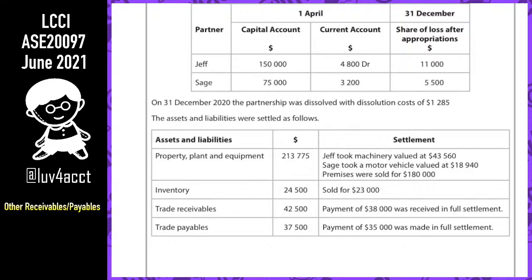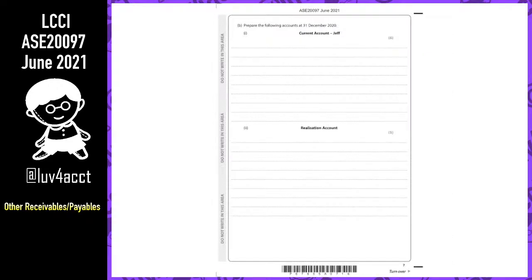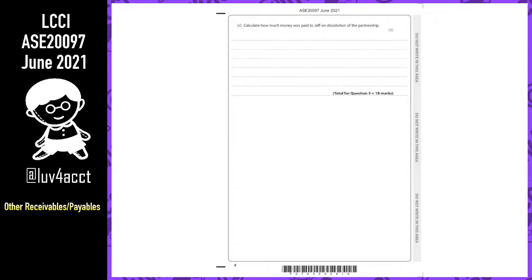Dissolution of partnership, and we have to explain something and then state the current account, state what the balance means. So 4 marks for explanation things. And then current account of Jeff, realization account for the dissolution of the partnership. And then calculate how much money should be paid to Jeff. So this is dissolution of partnership. Let me change it first. Dissolution of partnership. So 18 marks for this dissolution.